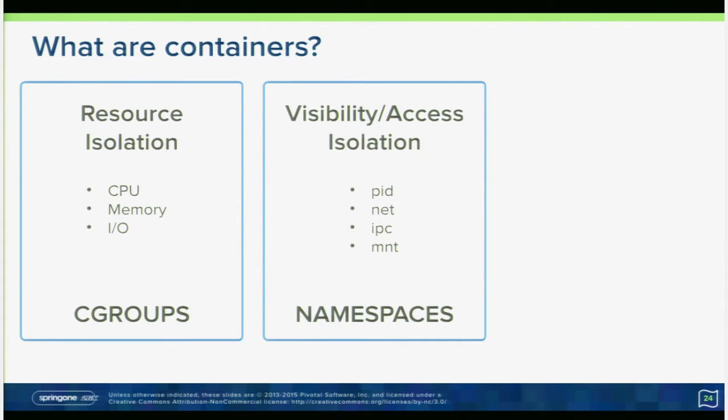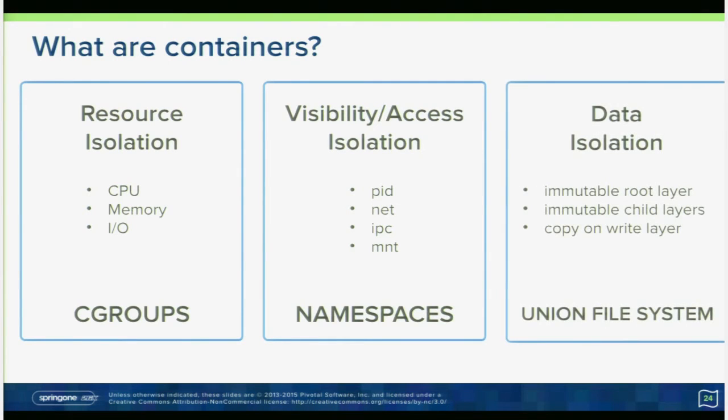Well, we have this set of walls that we can build around resources. We have this set of walls that we can build around visibility. Now we need something to run. So we need some data. We need some bits that we want to execute. And so we have this thing called the union file system. The union file system is just a set of layers that build up a current state of a file system, and each of those layers is immutable.